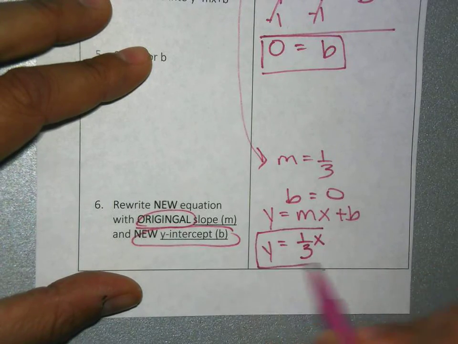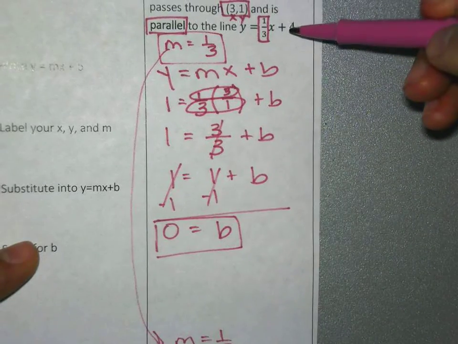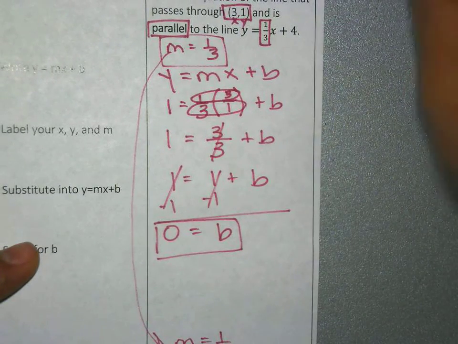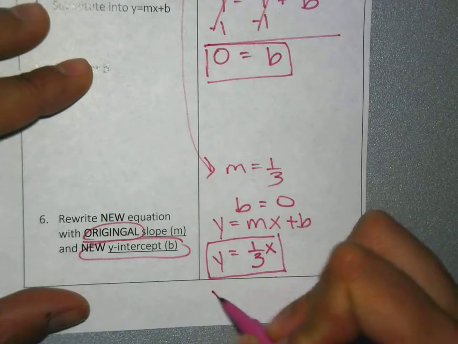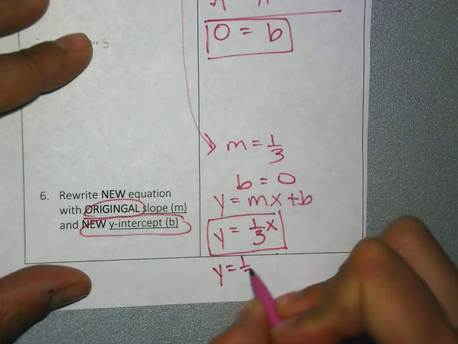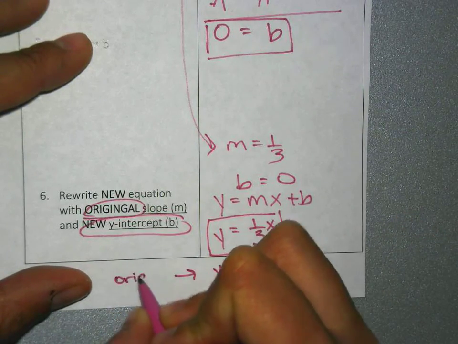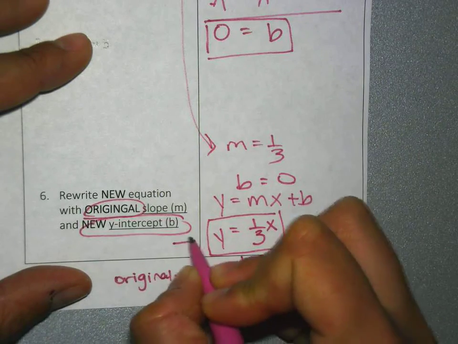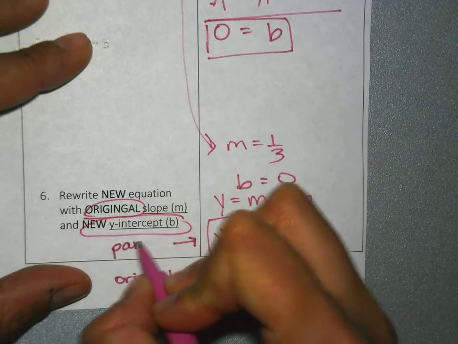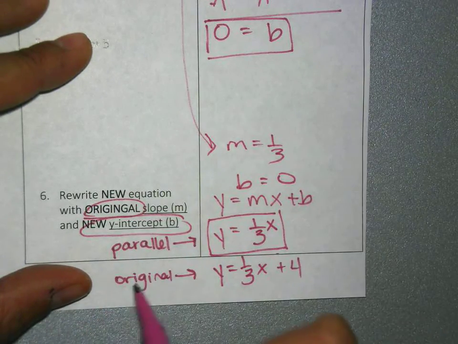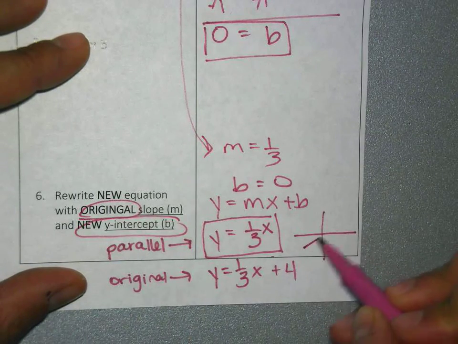So this equation that I've just created is parallel to the original equation I was given, and I know that because I borrowed the slope from that equation. So again, this is the original equation, and this is the new equation that I created that is parallel to the original. So if I graphed them, they would look something like this.